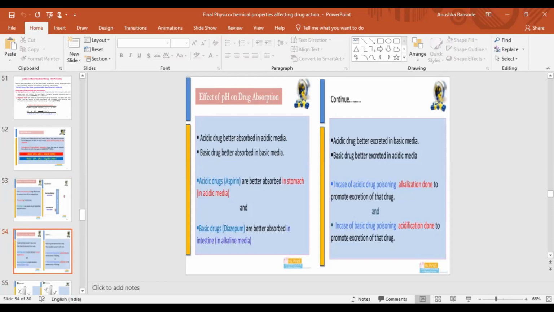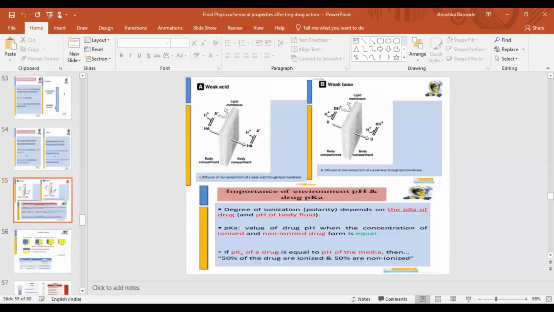So acidic drugs are better excreted in basic media, whereas basic drugs are excreted in acidic media. In case of acidic drug poisoning, alkalization is done to promote excretion of the drug, and in case of basic drug poisoning, acidification is done to promote excretion of the drug.